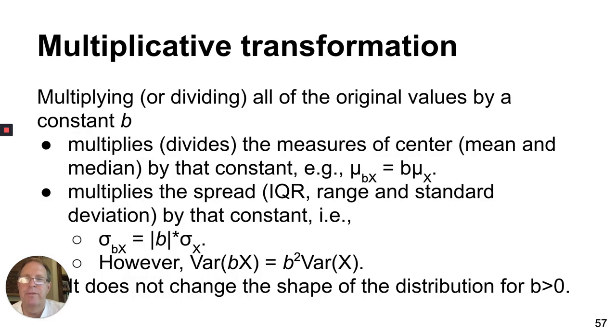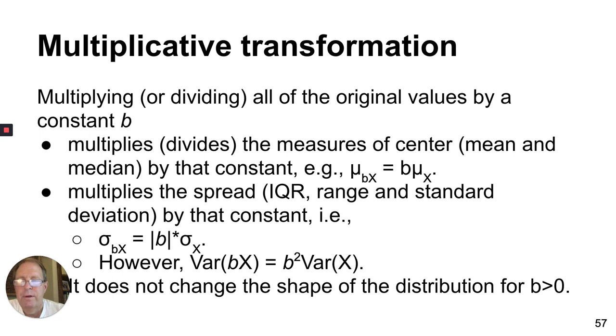So in math, in symbol terms, this is what's happening. If you multiply all the original values by a constant b, that multiplies the measure of center, the mean and the median, by that same constant. So the mean of the new distribution, bx, is equal to b times the mean of x. It also multiplies the spread, whether it be the IQR, range, or standard deviation, by that same constant. So the standard deviation of the variable bx, that's the transformed variable, is equal to the absolute value of b times the standard deviation of x.